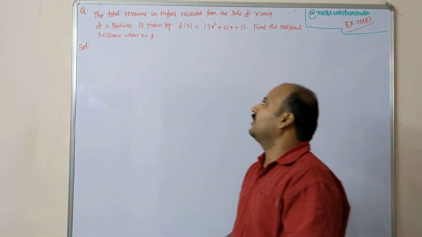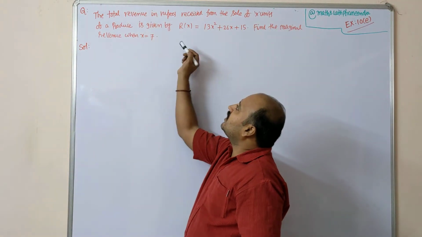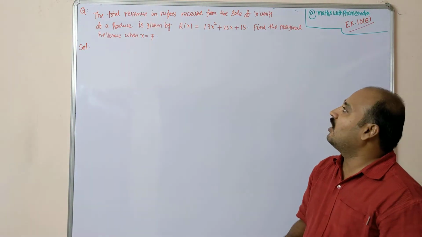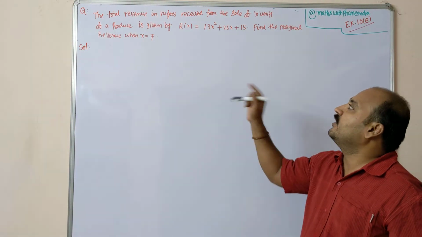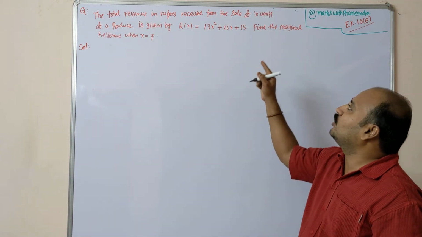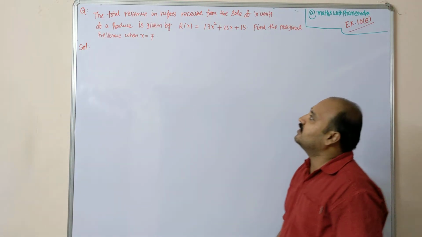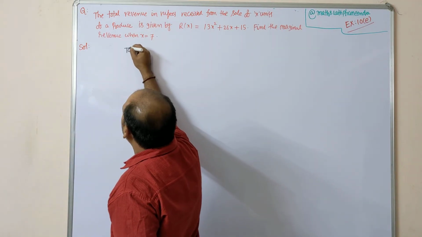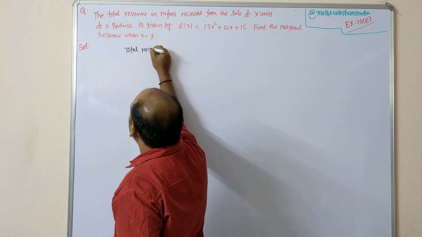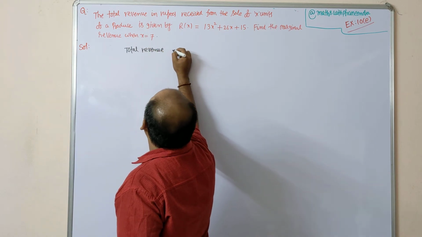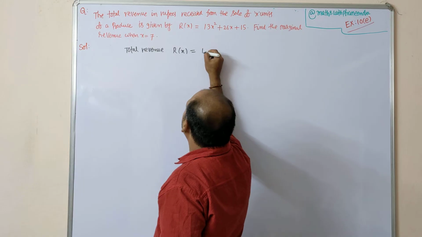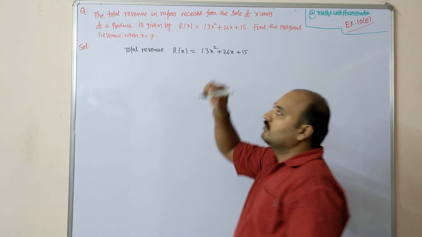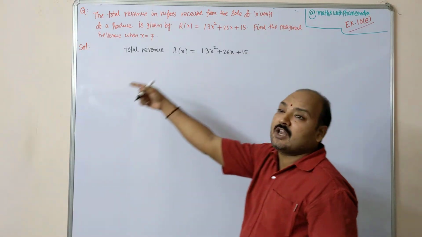This is also like the previous problem. The total revenue in rupees received from the sale of x units of a product is given by R(x) = 13x² + 26x + 15. So first we write the total revenue R(x) is equal to 13x² + 26x + 15. They are asking to find the marginal revenue.